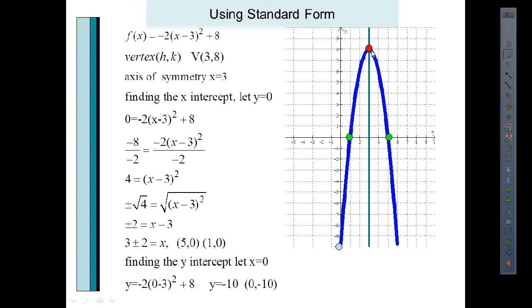We've got our vertex, we've got our axis of symmetry, we've got our x-intercepts, and we have our y-intercept. Typically, there's either going to be 2 of these, there's going to be 1 of these, or there's going to be 0 of those x-intercepts. At most, there's only going to be 1 y-intercept. You're never going to find more than 1 y-intercept. If you do, it's not a function.